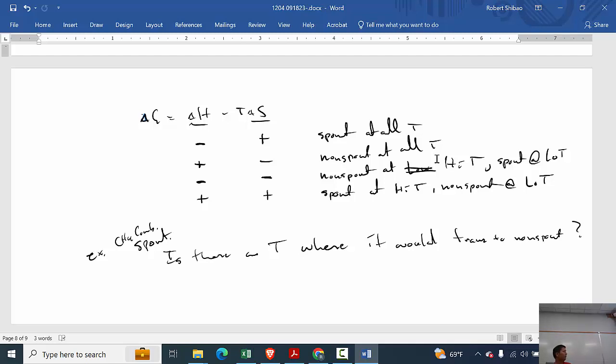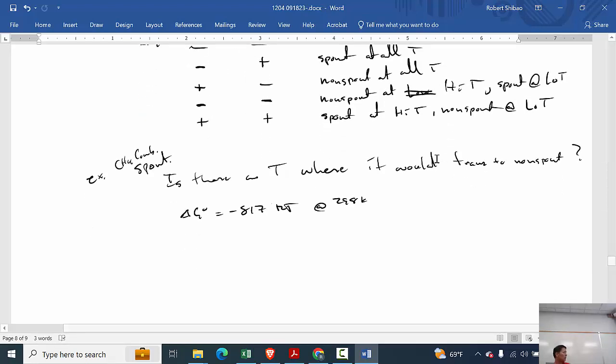Yes, there is a temperature, and we can see it here. Our delta G naught is minus 817 kilojoules at 298 Kelvin, and so that's spontaneous. However, if we change the temperature, it's going to change things.